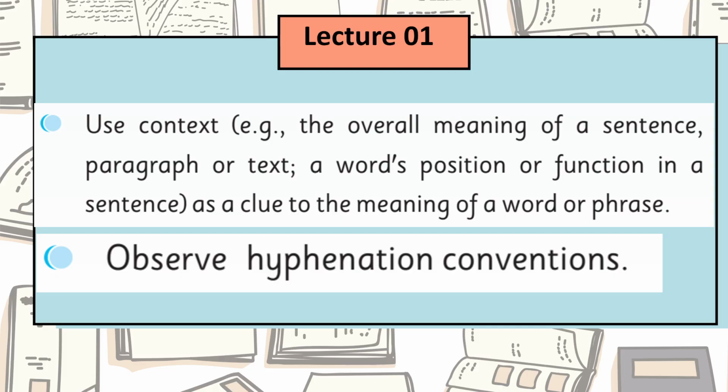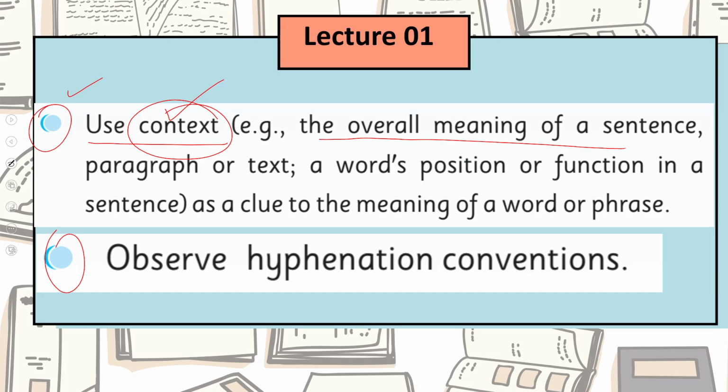For the very first lecture, dear students, as you can see, we have these two SLOs merged into one lecture. Number one is use context, and we are familiar with what a context is. For example, you understand the overall meaning of a sentence, paragraph, or a text, a word's position or function in a sentence. By using and understanding these clues and hints, you understand the context and reach the meaning of the word.